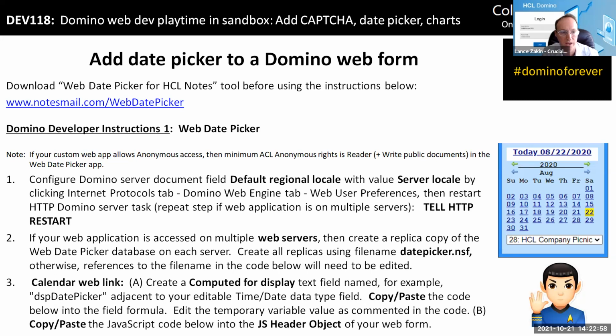All right. So note, this is a note. If your custom web application allows anonymous access, the minimum ACL anonymous rights is reader plus write public documents in the Web Date Picker app.